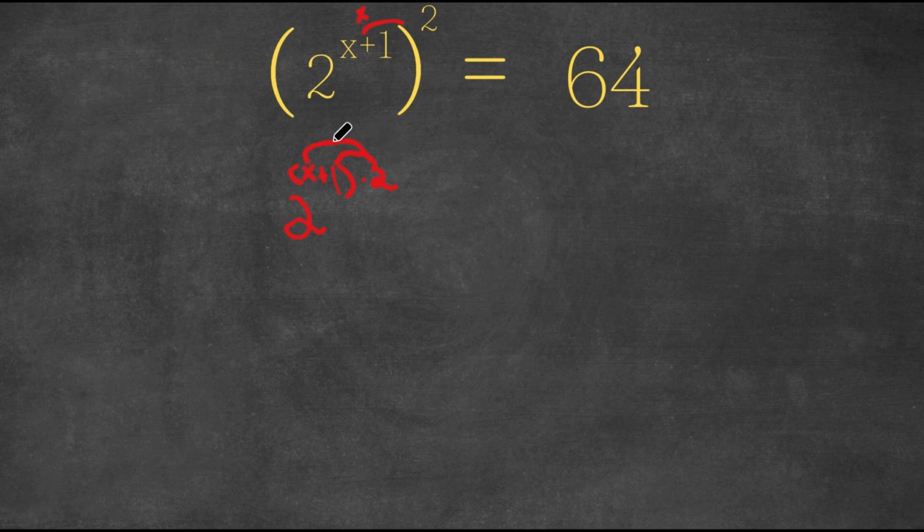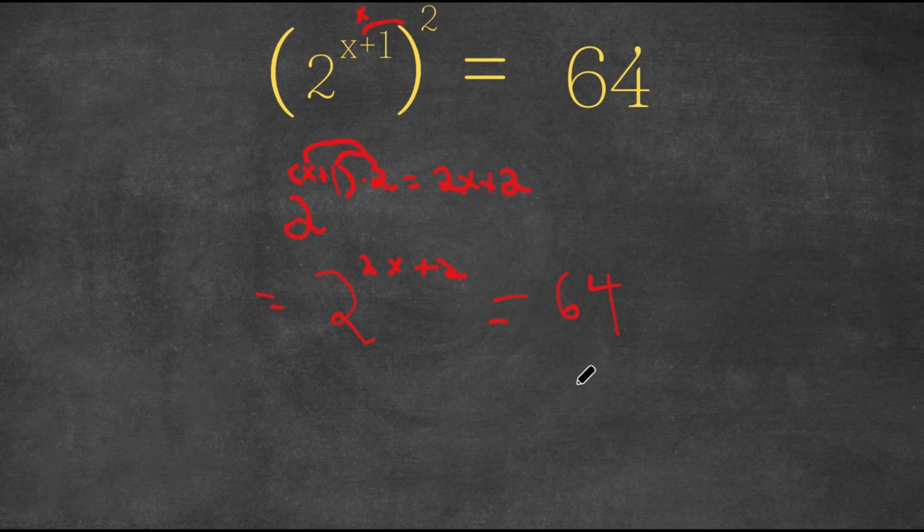So if we multiply 2 by x and 2 by 1, we get 2x, because 2 times x is 2x, plus 2 times 1 is simply 2. So this leaves us with 2 to the power of 2x + 2. And this equals 64 still, right?